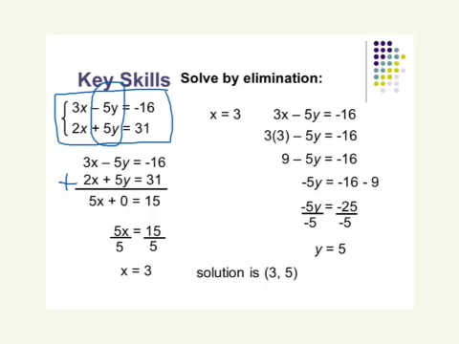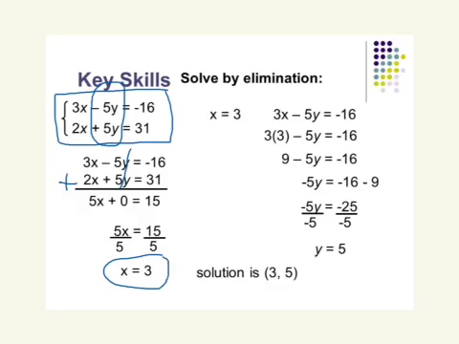When we add the two equations together, we're left with 3x plus 2x is 5x, and then the negative 5y and the positive 5y, those eliminate, or in other words, they terminate. So all we're left with is 5x equals 15. Then we would divide both sides by 5, and we would get an x value of 3.